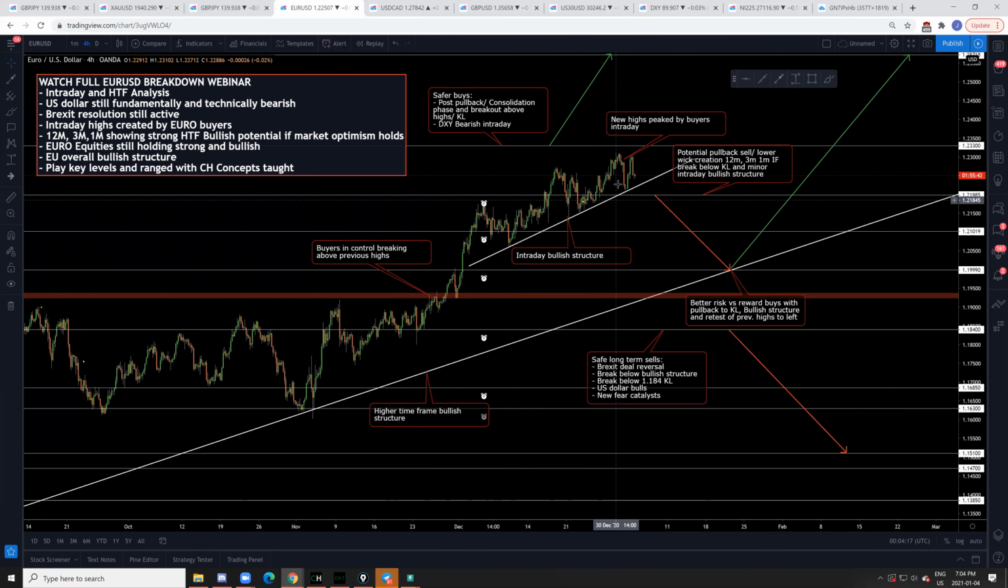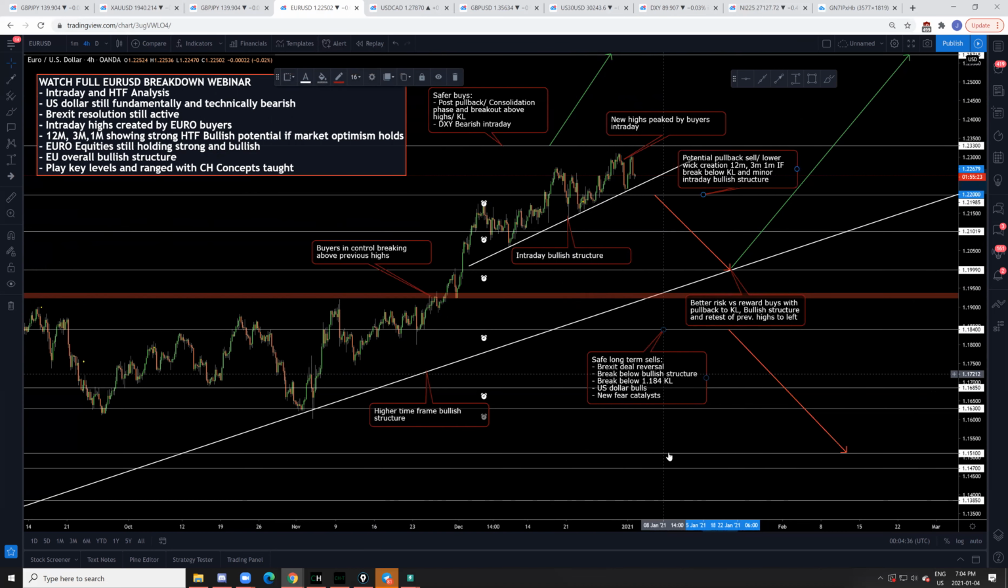Safer buys would be either after a pullback or consolidation phase and a breakout above previous highs and key level. Higher risk, higher reward buys would be at a pullback to this key level 1.1999, a retest of bullish structure, failed to break. I would only be looking for pullback sells if we have these confirms here. Higher time frame safe sells with the confirms that were stated here.